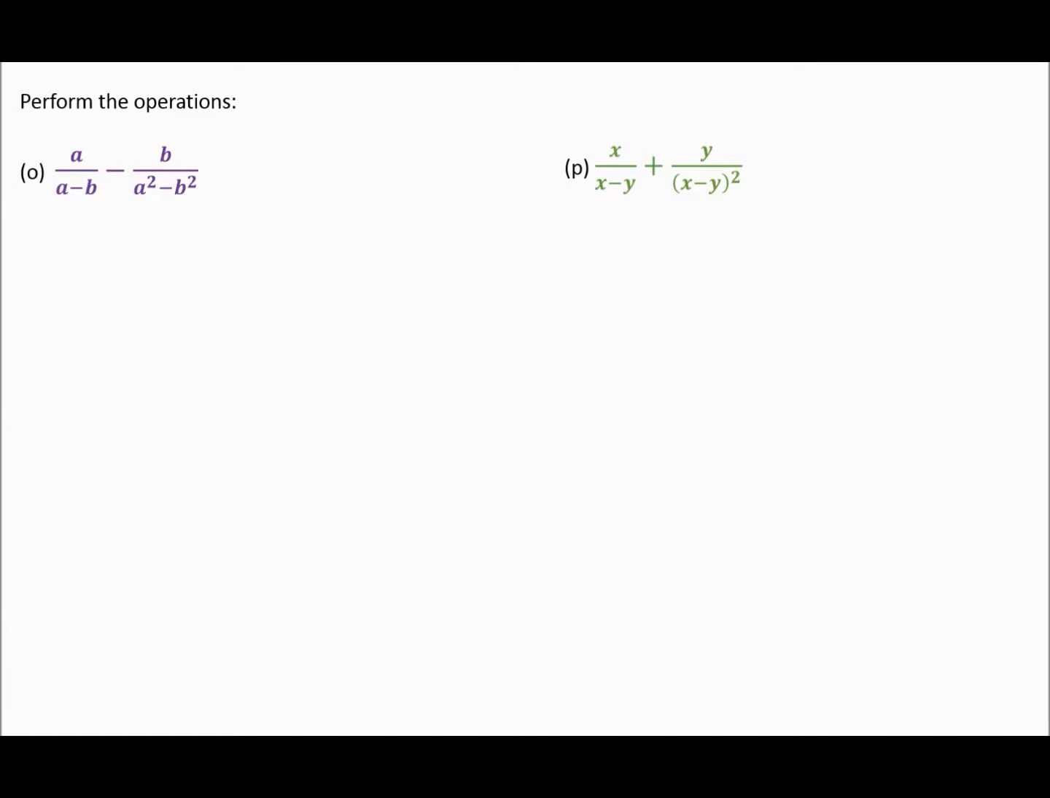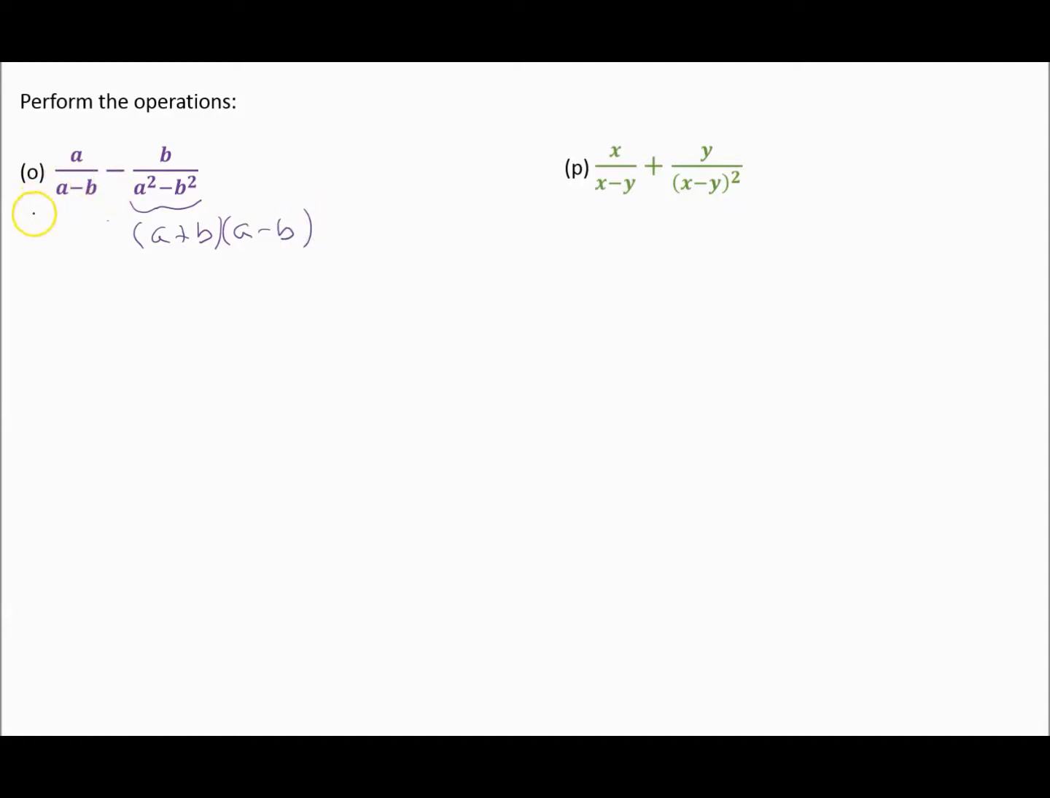Alright, so let's take a look at our next problem. Notice we're subtracting, which means we need a common denominator, but I don't have one. It almost looks like I do, right? Looks like I could multiply this A times an A and this B times a B, but it doesn't work that way. You have to factor completely if possible.